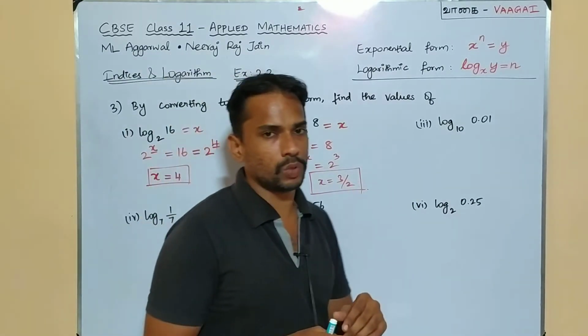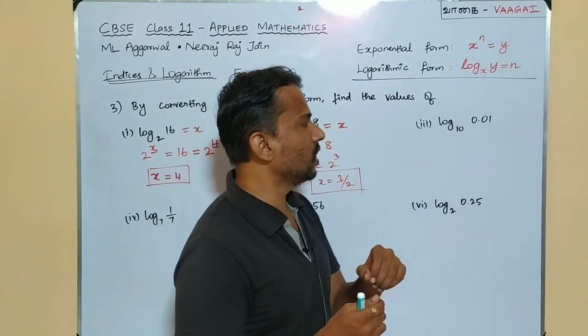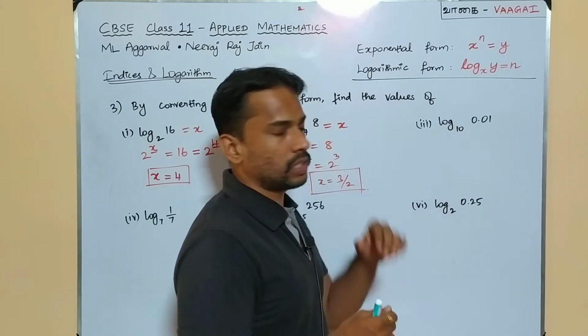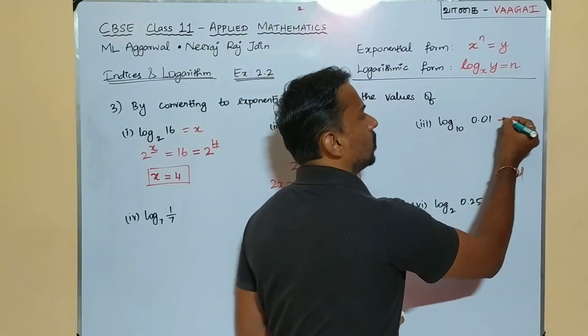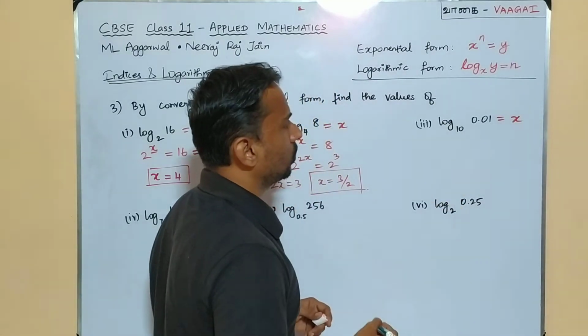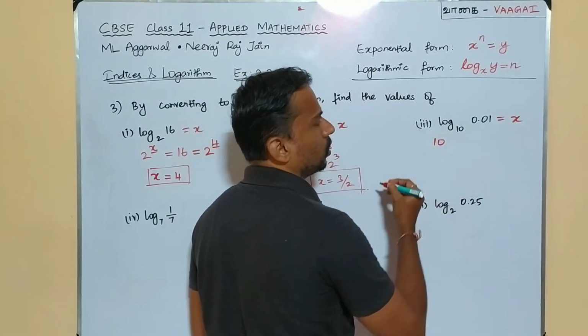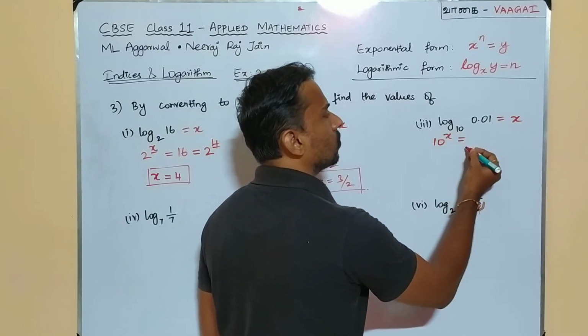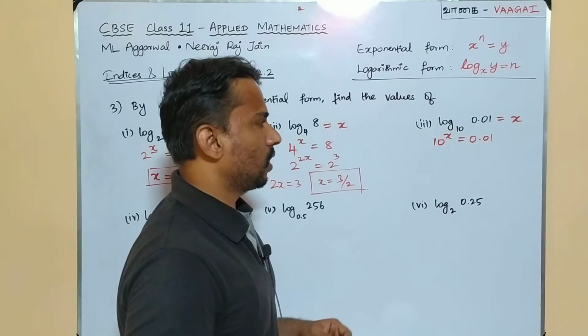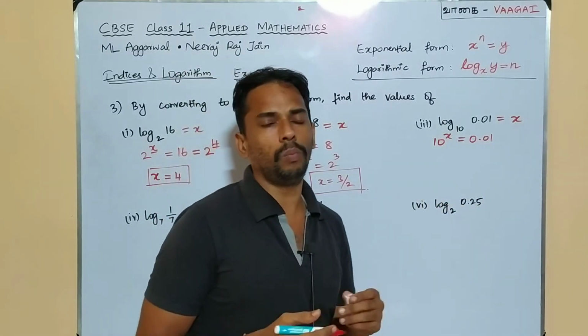Now move on to the next question, third question. So here we have log 0.01 to the base 10. Again, I am going to take this to be x. We have to find the value of x only. That's going to be our objective. So for this, I can write it in exponential form: 10 power x is equal to 0.01. Yes, very well I can write it.